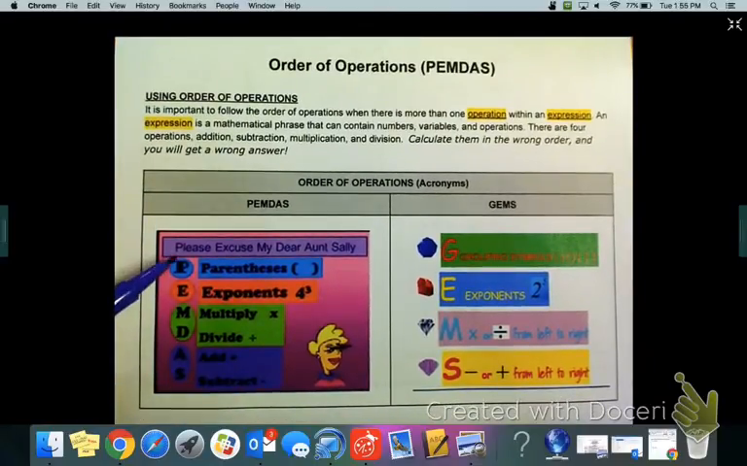Please excuse my dear Aunt Sally is parentheses first, then exponents, multiply or divide, whichever comes first in the problem, and then add or subtract, whichever comes first in the problem.